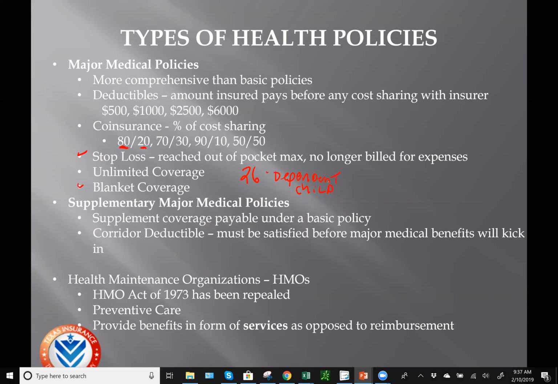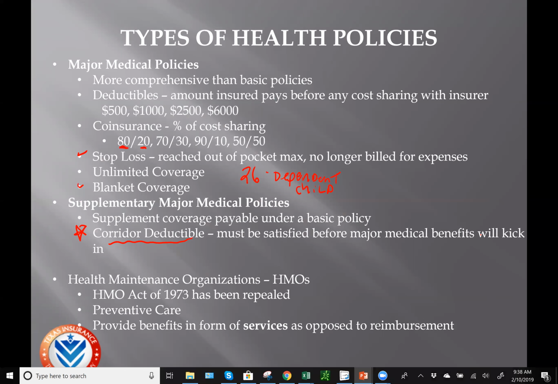There are supplementary major medical policies. A supplementary major medical policy, all that means is that once your basic policy runs out, then you could have a supplementary major medical policy that would kick in. The one test question you might have about supplementary major medical policies is that there's a special deductible that would have to get satisfied, and they call it a corridor deductible. And it must be satisfied before those major medical benefits will kick in.